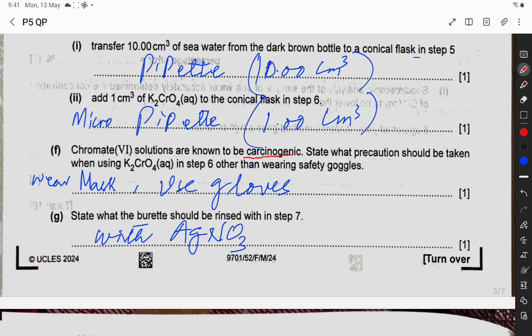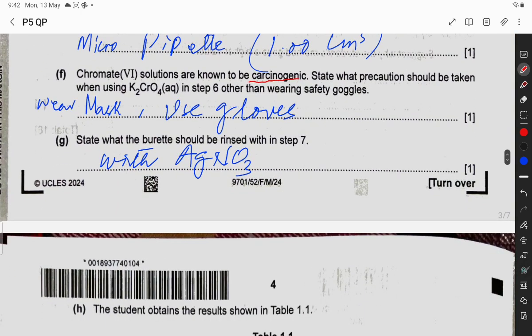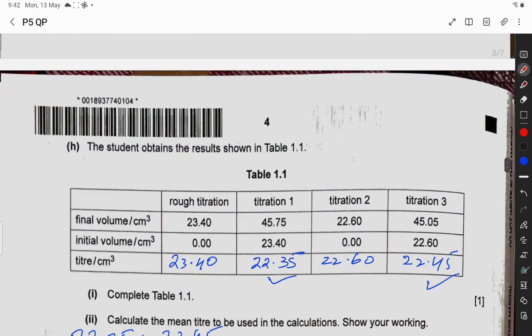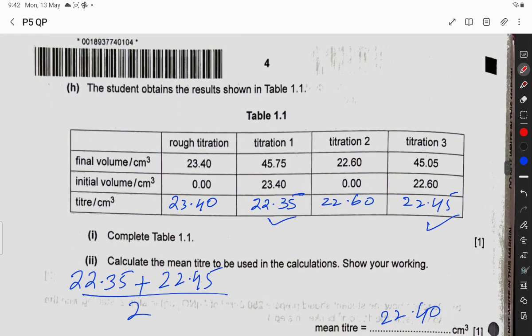State what the burette should be rinsed with in step 7: silver nitrate, the solution which is taken in the burette afterwards. Part a: the student obtains the result shown in table 1.1. This table is filled, and you just subtract the initial volume from the final burette reading, and you get the titre used in this titration. This is 23.40, this is 22.35 and 22.60. By subtracting this we get the volume.